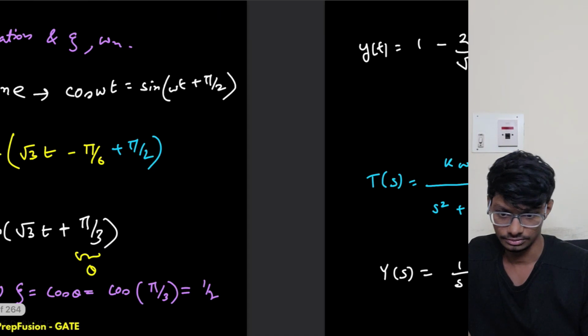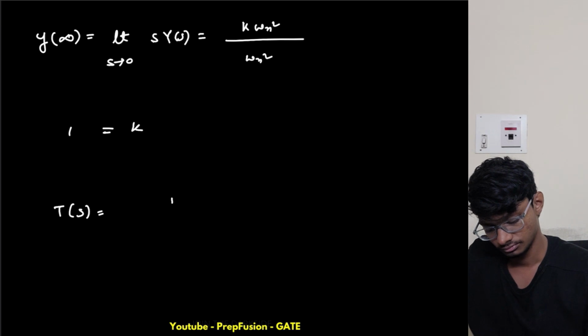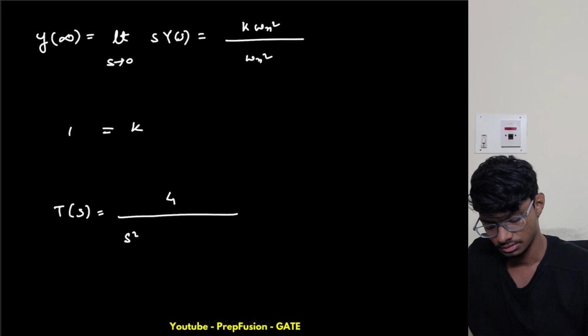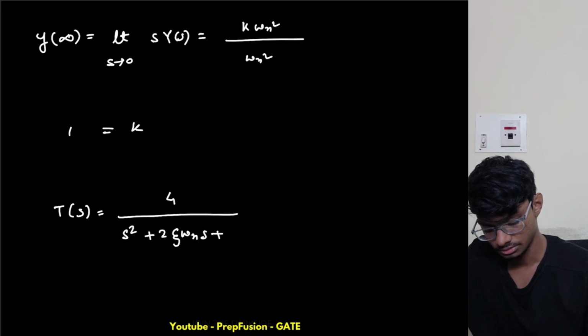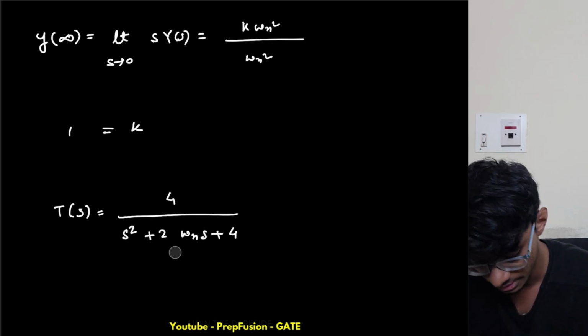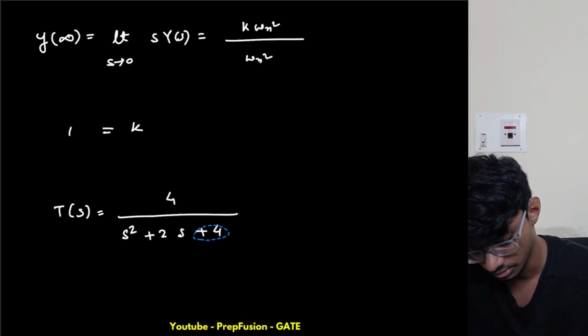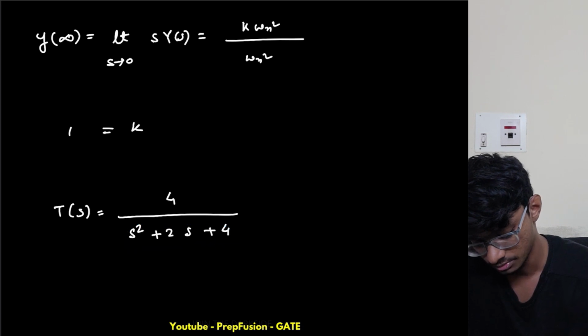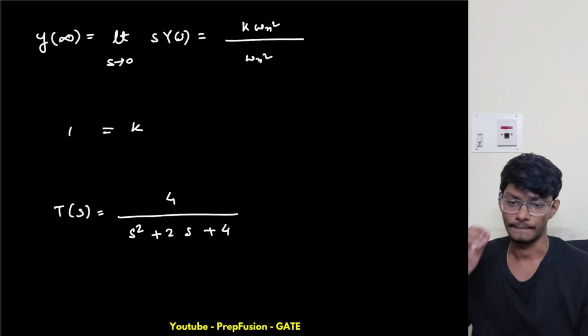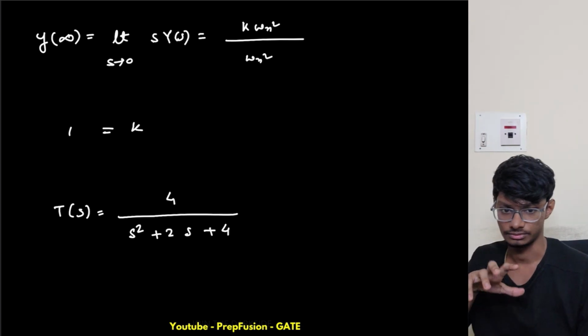basically omega n square, which is 4, divided by s square plus 2 zeta omega n s. Oh, not zeta, sorry, zeta is 1 by 2 and omega n is 2, so it will be only 1, right? So this is s square plus 2s plus 4, okay. So yeah, this is my transfer function, okay.